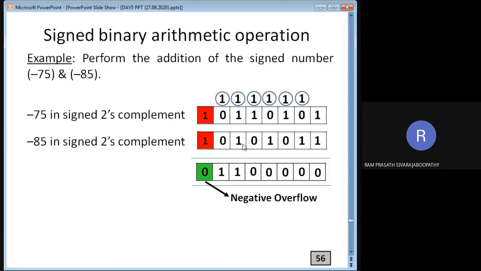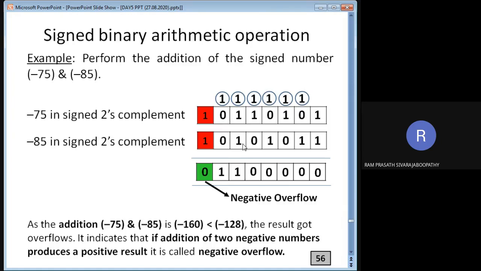What number have I got now? When I am adding two negative numbers, I am getting the result as positive. This is called negative overflow. That means minus 75 and minus 85 added should give minus 160. But what range do we have? We can represent only up to minus 128. Beyond that we cannot represent the negative values. Okay, so this we call negative overflow. Just as we said positive overflow, similarly we have negative overflow.